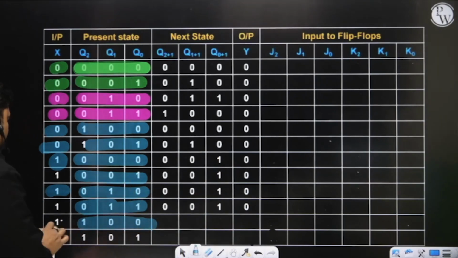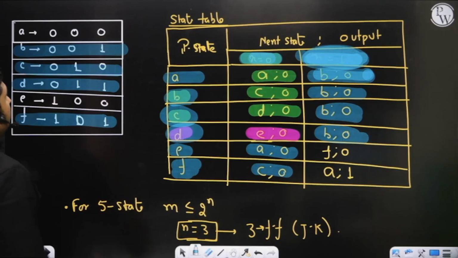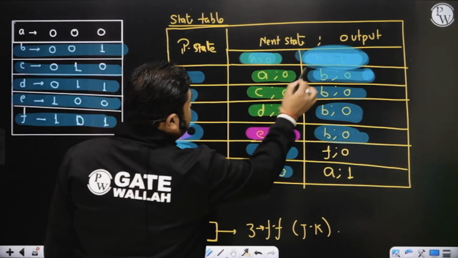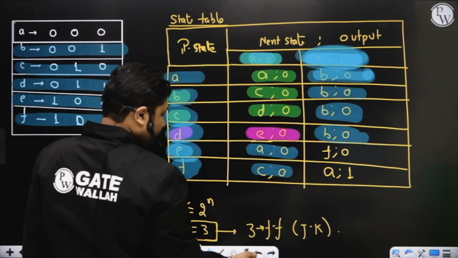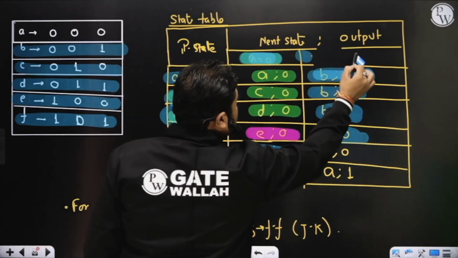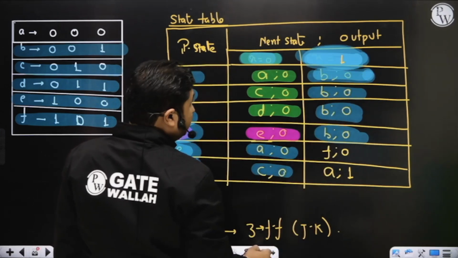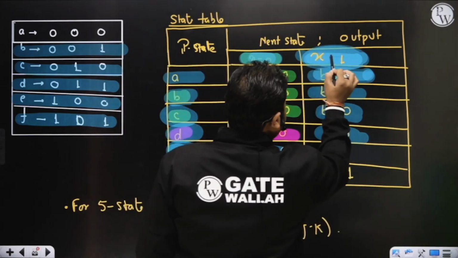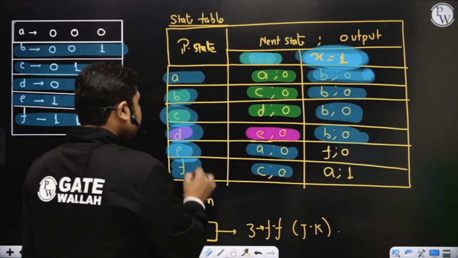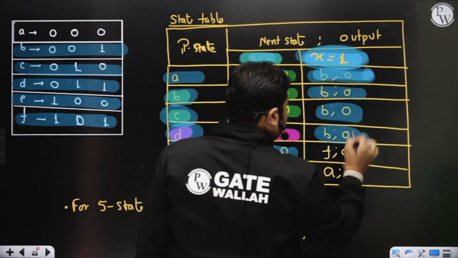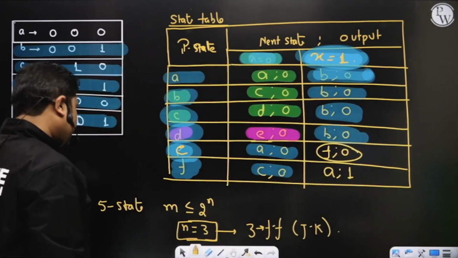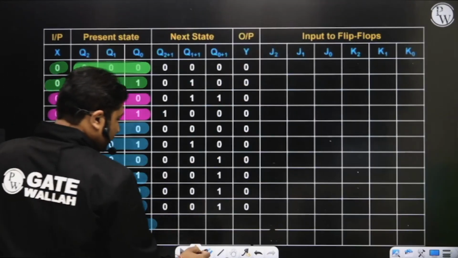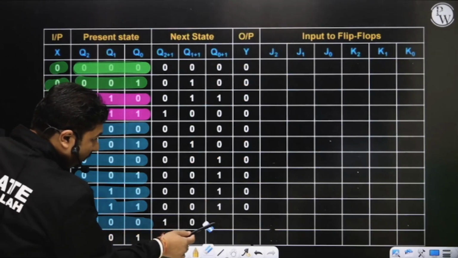Present state is 100, x is equal to 1. State E. Present state is E, x is equal to 1. Next state is F, output 0. F means 101. So next state is F, 101, output 0.